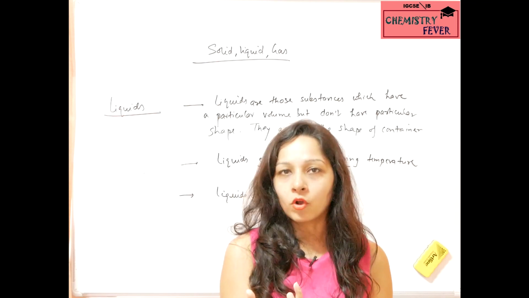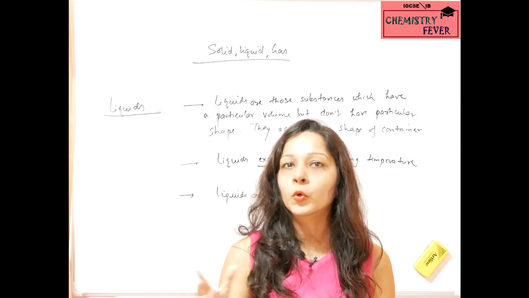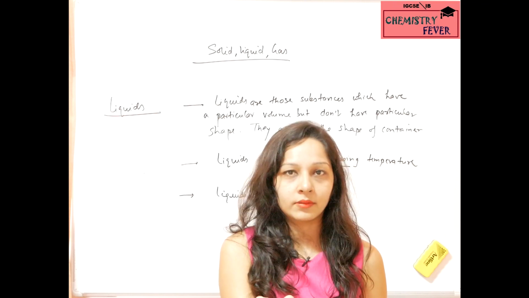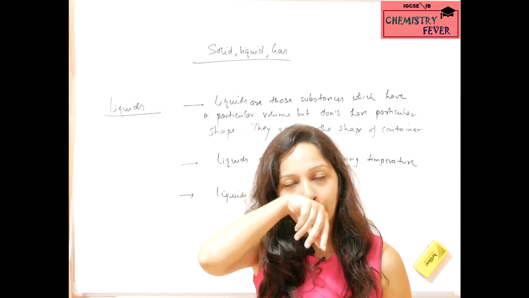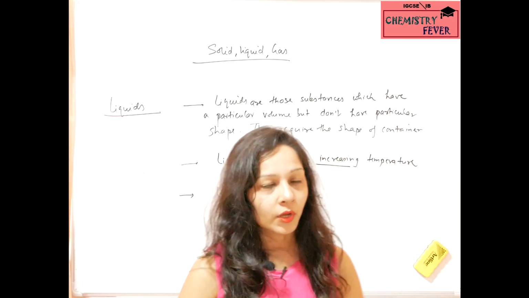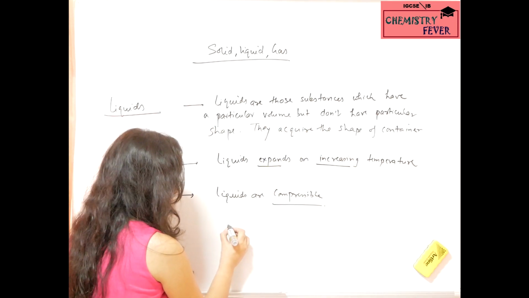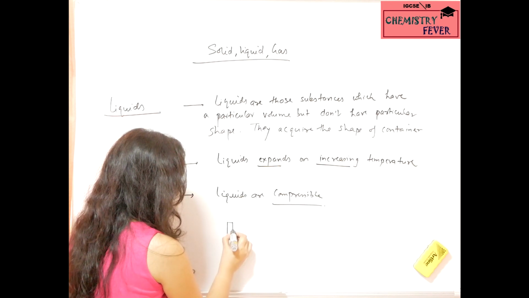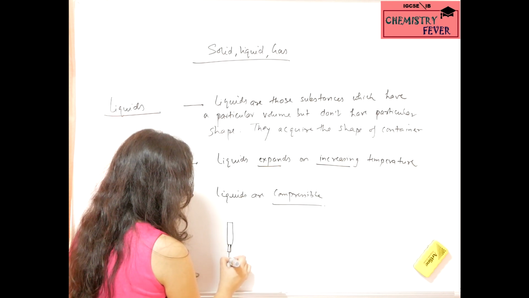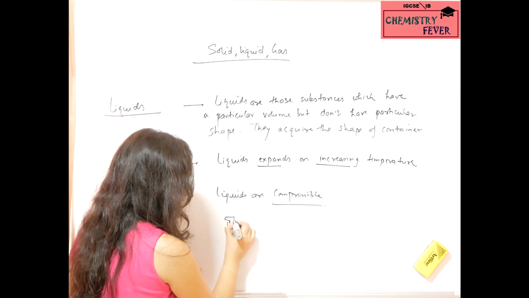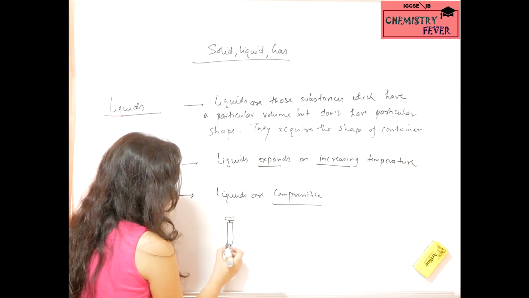Suppose you have taken a plastic bottle and you have kept water in it or cold drink in it. If you want to press, you can press. But if you keep some solid in the bottle, let's take a very simple example. How can we say that they compress? Suppose you have a syringe. Okay, this is a syringe.